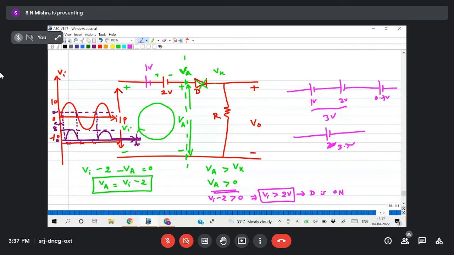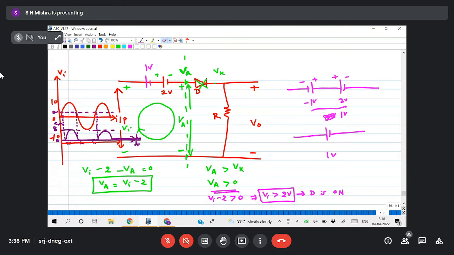Sir, what if we change the polarity? Means first minus then plus. Opposite means opposite, minus plus. This is minus, this is plus, this is plus, this is minus. So this is actually minus 1 volt. So effectively how much voltage will I get? Plus 2 minus 1, 1 volt. This will be 1 volt. Got it, sir.